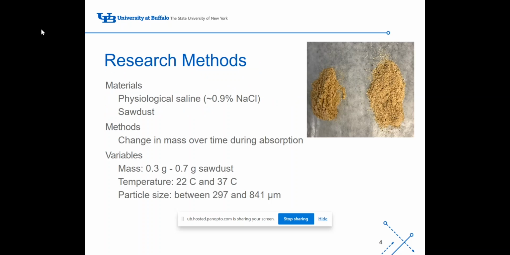The methods we use to test our objectives look at using sawdust as an absorptive media in a sanitary pad. We used physiological saline as our model for menstrual fluid, as it has the same salinity. In our experiments, we looked at the change in mass of sawdust over time as it was introduced to physiological saline. We looked at three different variables: the mass of sawdust, the temperature of physiological saline, where we looked at room temperature and body temperature, and we explored two different particle sizes of sawdust. One that was smaller, about 300 micrometers in diameter, and a larger particle sawdust that was about 840 micrometers in diameter.